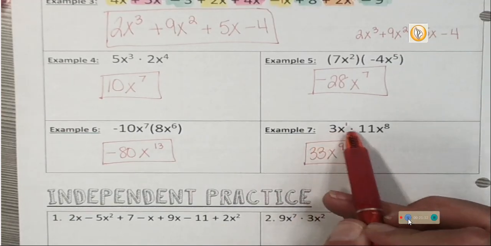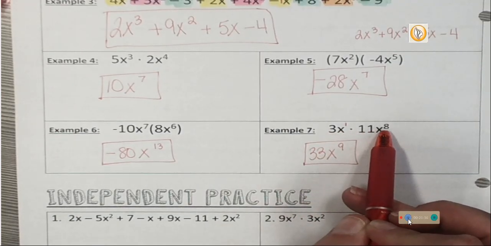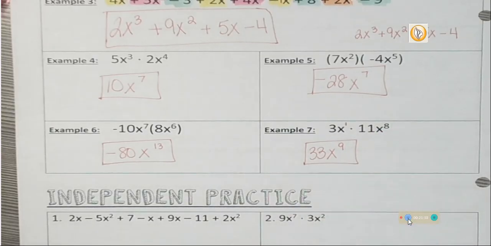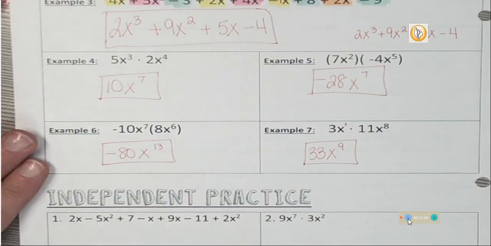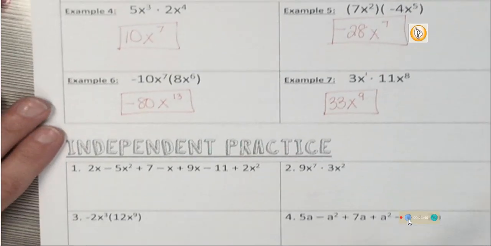So I did 3 times 11 and got 33. X to the first and another x to the 8 gave me x to the 9. Now, you did great when it was add, subtract together. You do great when it's multiplied by itself.